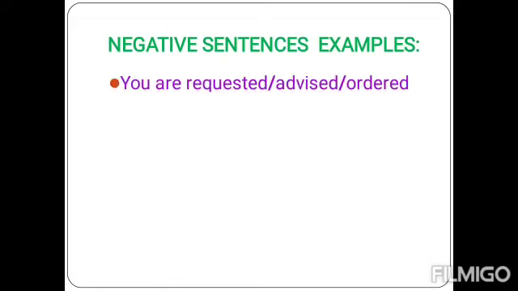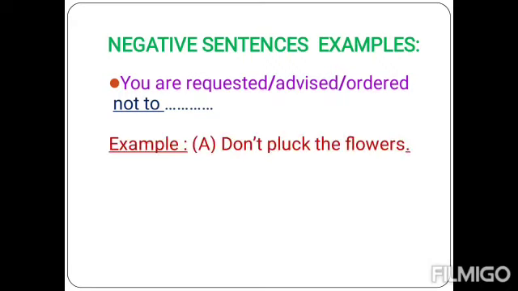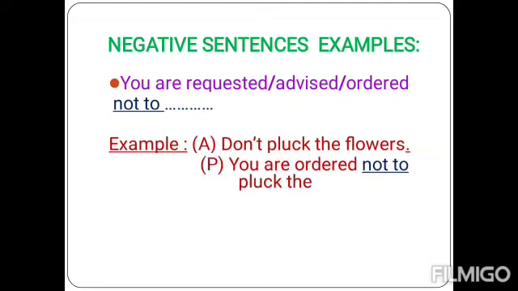Now we will move on to negative sentences. How to solve negative imperative sentences, right? Example. We all know, as I discussed earlier, negative sentences begin with don't. Don't pluck the flowers, right? Now, in such sentences, we will start with you are requested or advised or ordered, then not to. Then after this, we have to write the sentence as it is. Let's see an example. Don't pluck the flowers. Its passive will be you are ordered not to pluck the flowers.